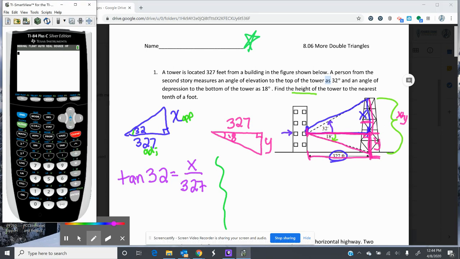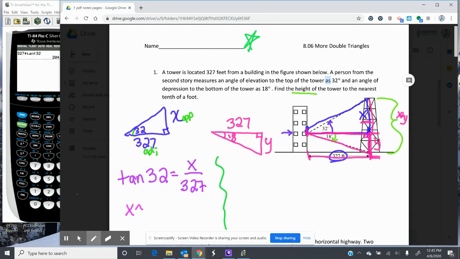So solving for this triangle, remember if x is in that numerator, we're going to just cross multiply. So we have 327 times tan 32, and we get x to be approximately 204.332.